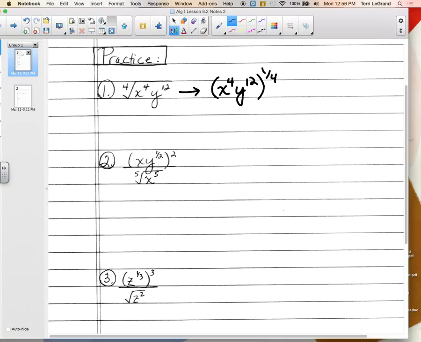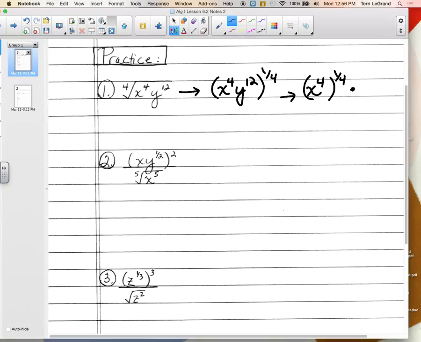So first of all, the first property, which we haven't really used yet, they're assuming you knew before you got here though, is when you have a product to a power, each of those factors gets that power. So first thing we're going to do is we're going to take this and give the x to the 4th its own 1/4 power.